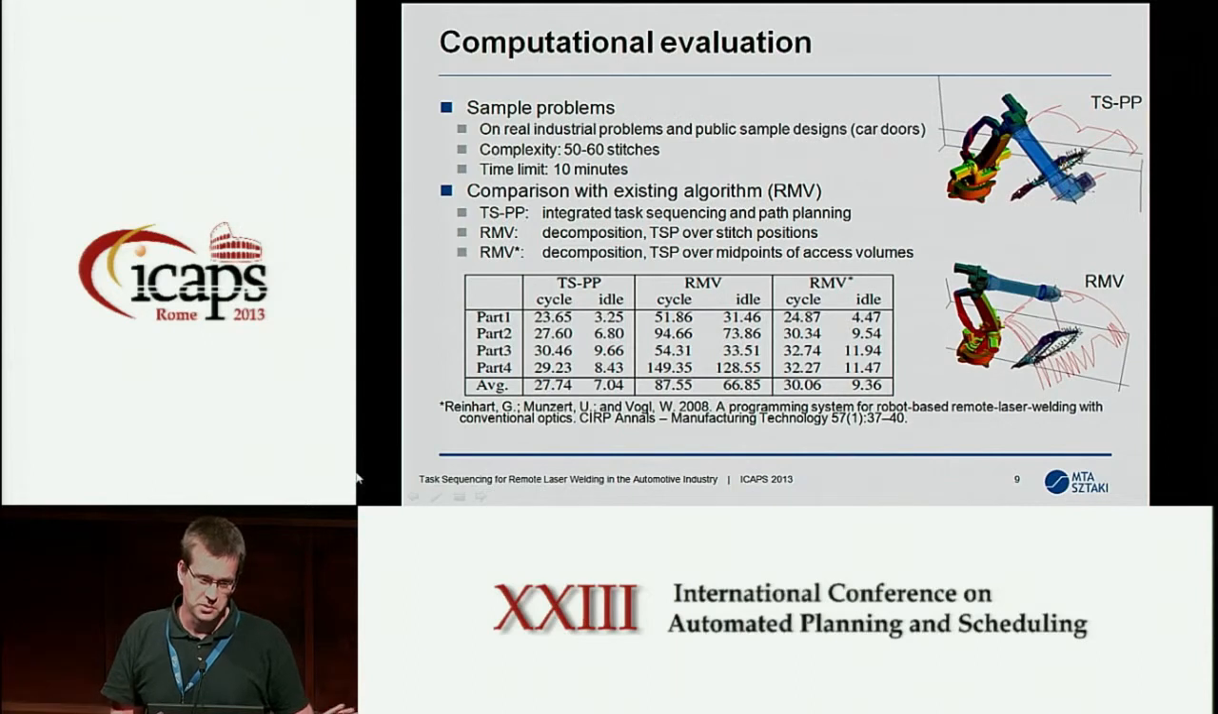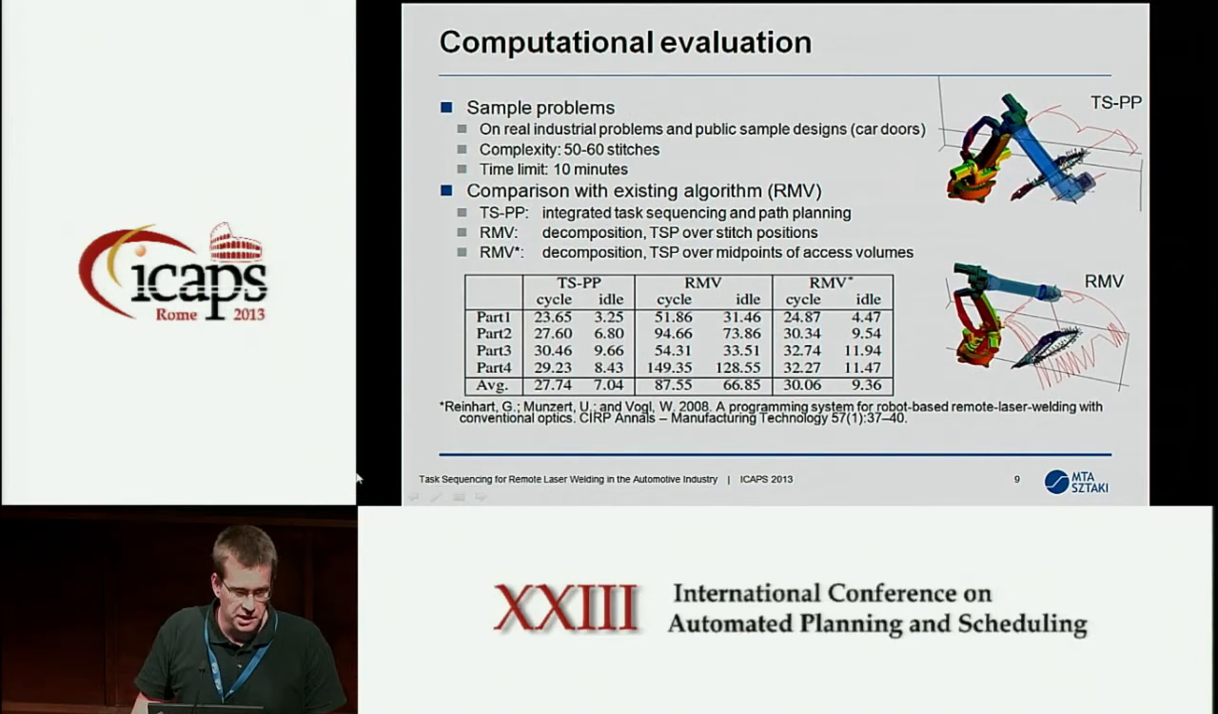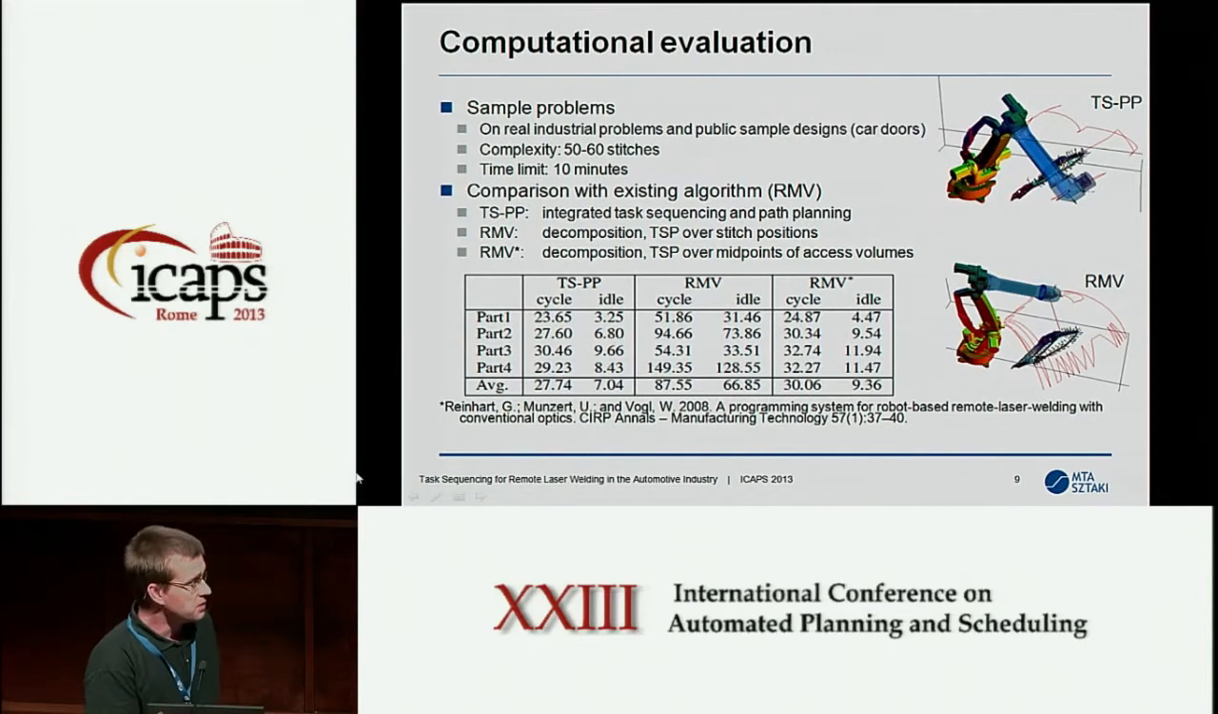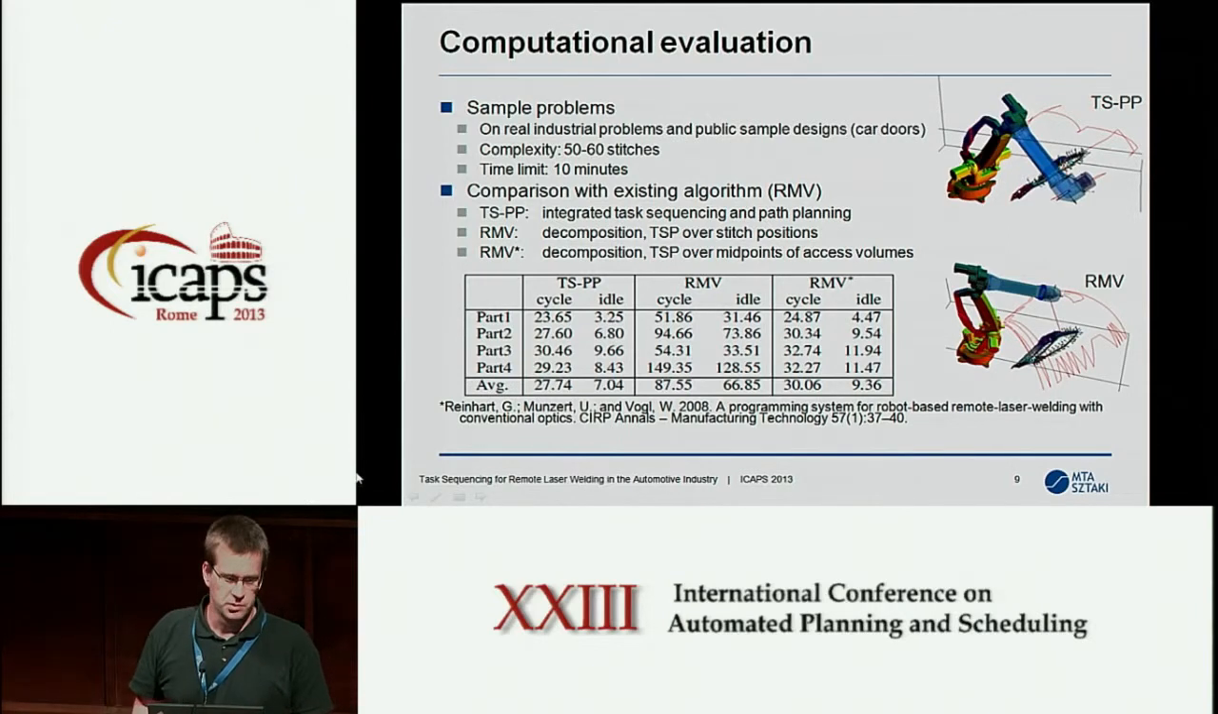Again, this is because the car doors had a much more complex geometry than their typical problem instances. Also, it is very easy to improve on that decomposition approach by simply taking the bit points of the truncated cones instead of the stitch locations. And in that case, our solutions were 5 to 10% better in cycle time and up to 40% better in idle time compared to the decomposition approach. And I would say that this can be considered as the benefit of integration versus decomposition.